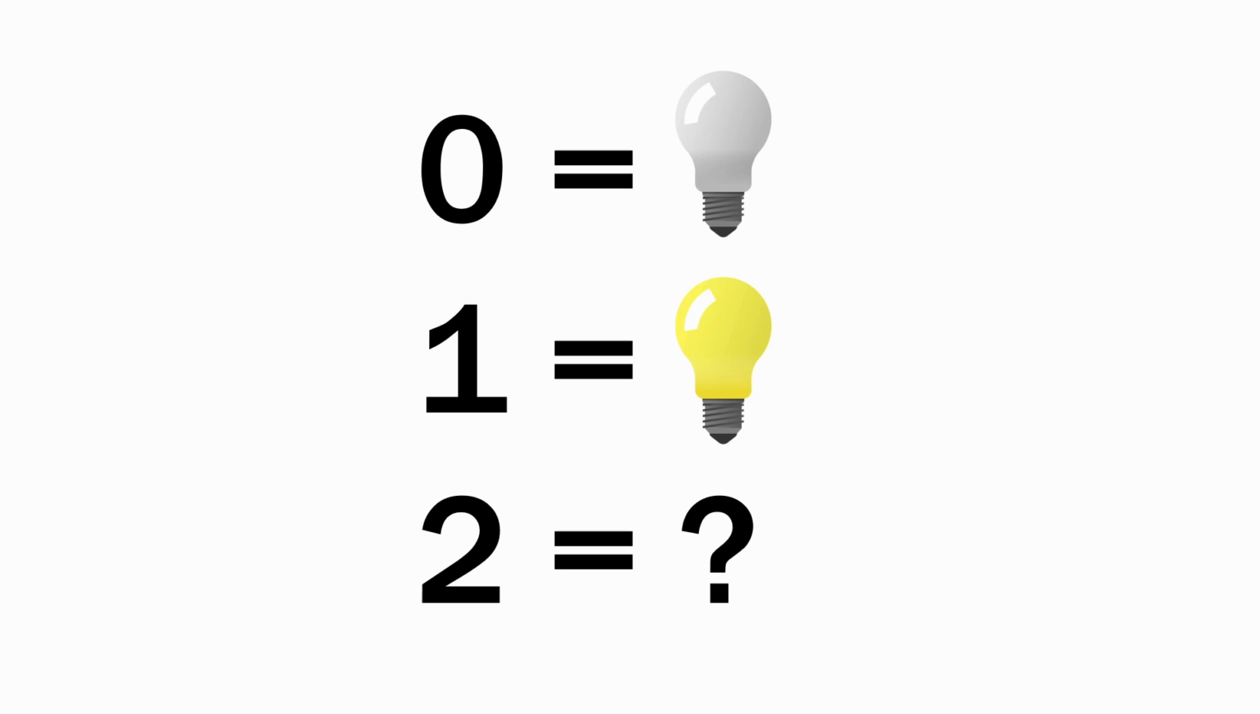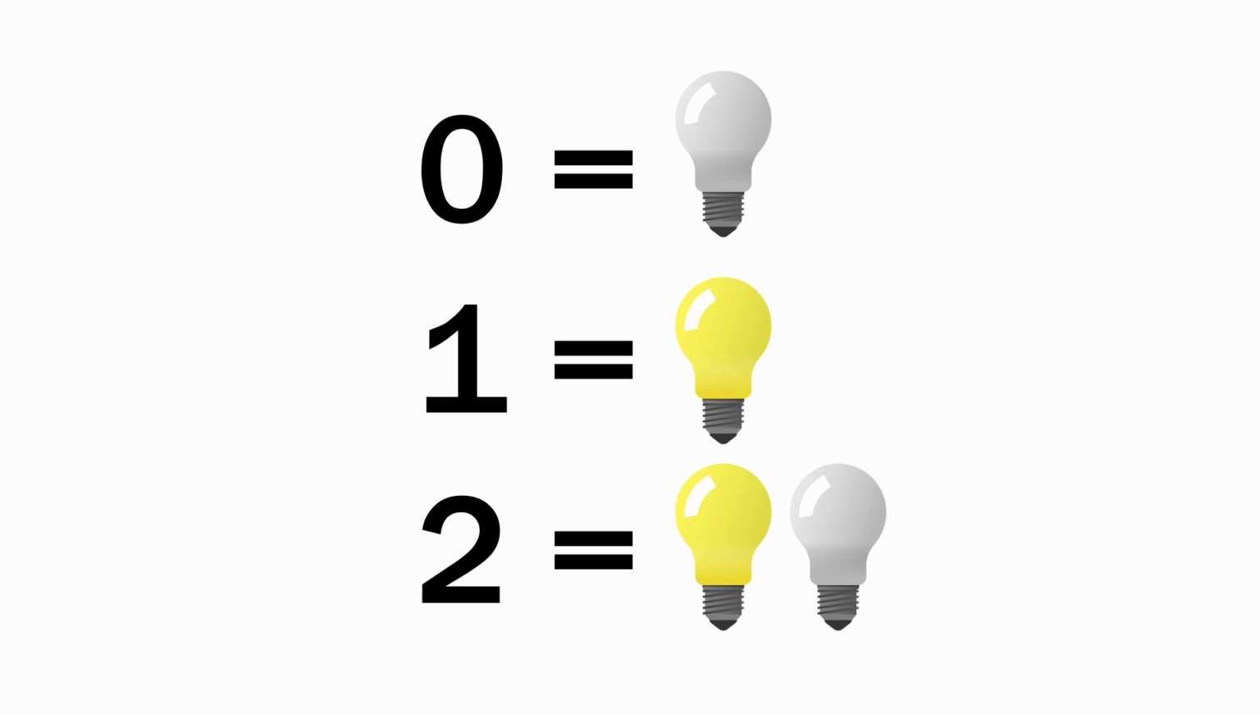But how in this system would we represent 2? Because we only have two symbols to actually represent 0 and 1. We don't have anything to represent 2, right? And so the answer here would be to add another bulb. The first bulb being on would actually count as 2. And then we would leave the second bulb off.